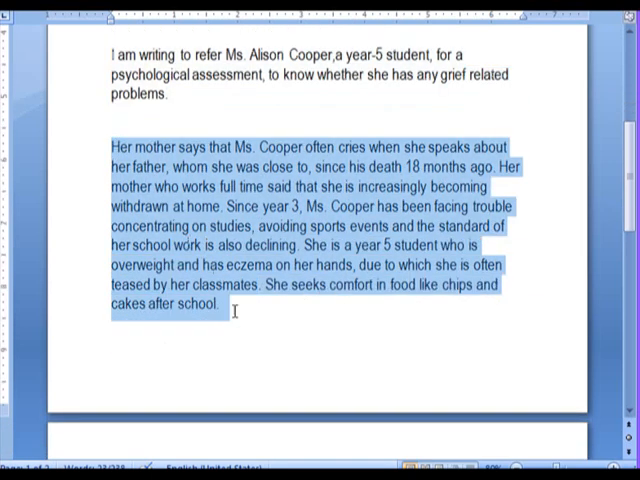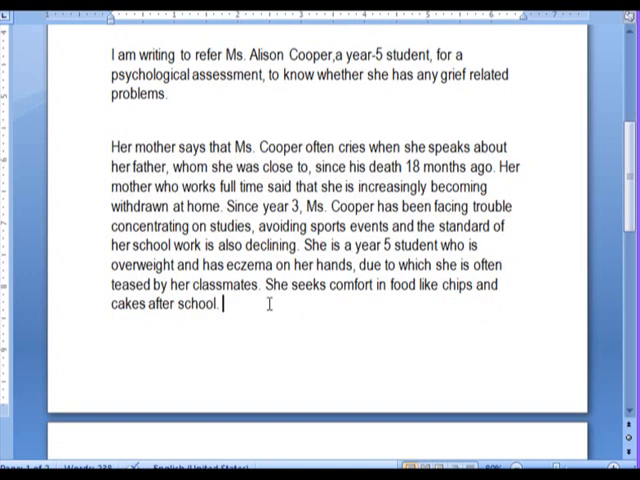Now we are going to write about what has happened from her father's death. So her mother says that Miss Cooper often cries when she speaks about her father, whom she was close to, since his death 18 months ago. So I am saying here when her father passed away, and who told me about it. Her mother, who works full time, said that she is increasingly becoming withdrawn at home.